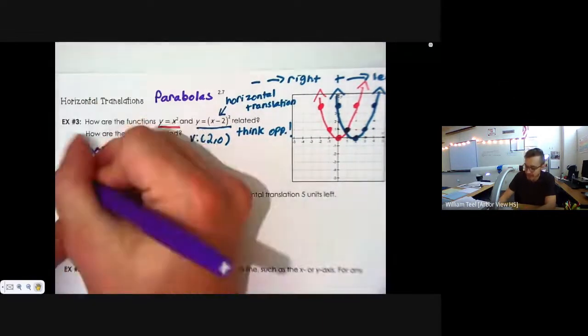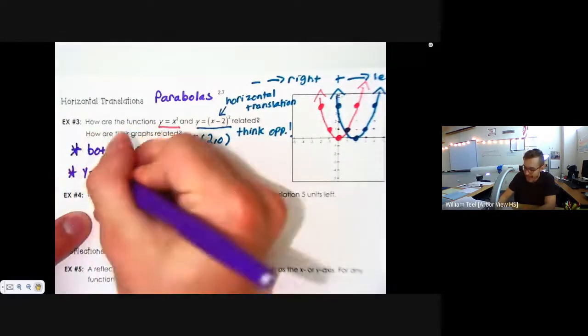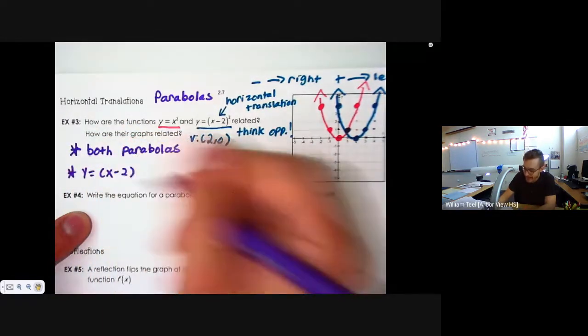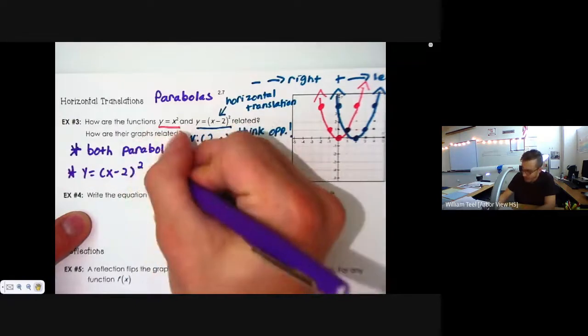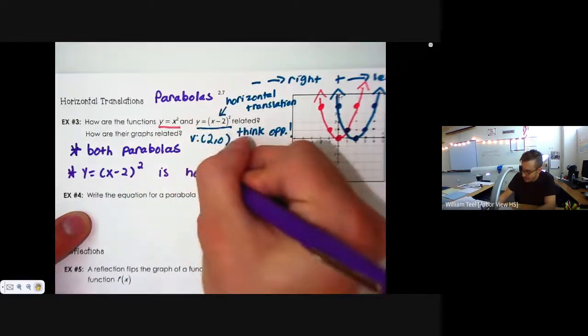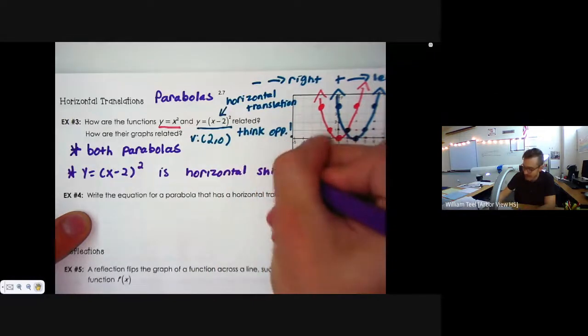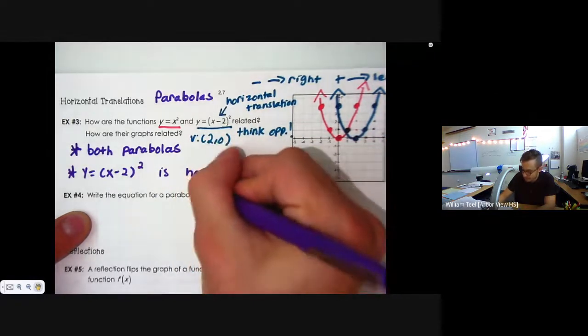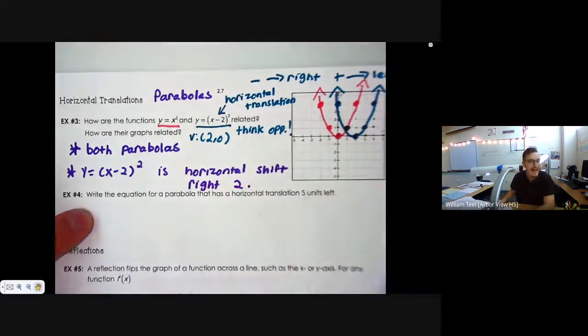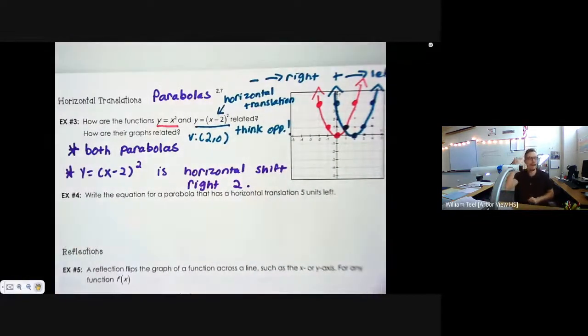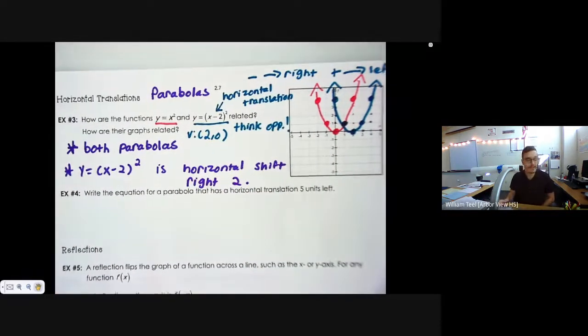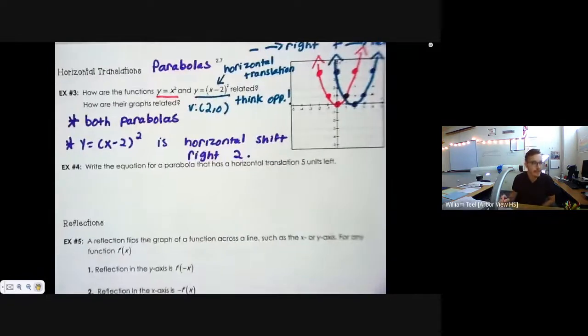So I'm going to say y equals (x minus 2) squared is a horizontal shift to the right 2. Okay, that is the only thing that has happened here. We have horizontally shifted that graph to the right 2, or horizontally translated it to the right 2.